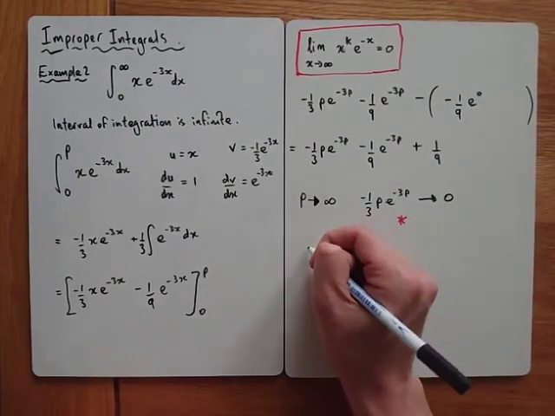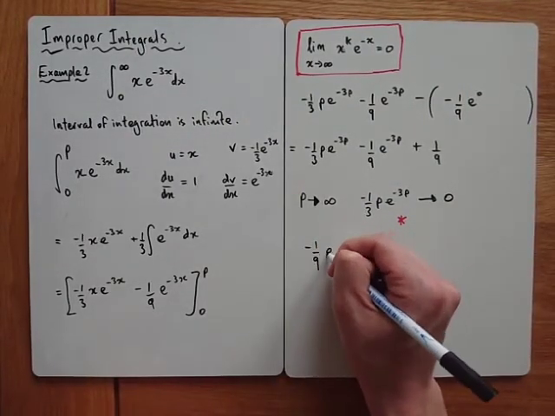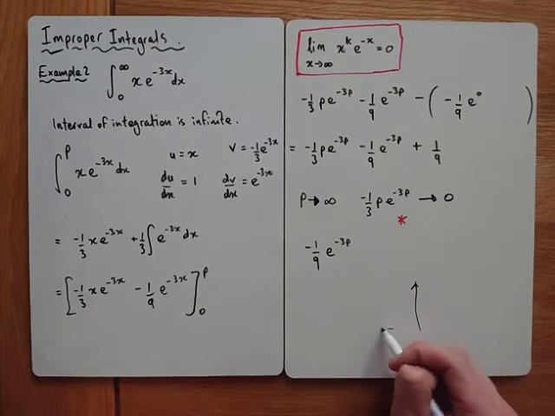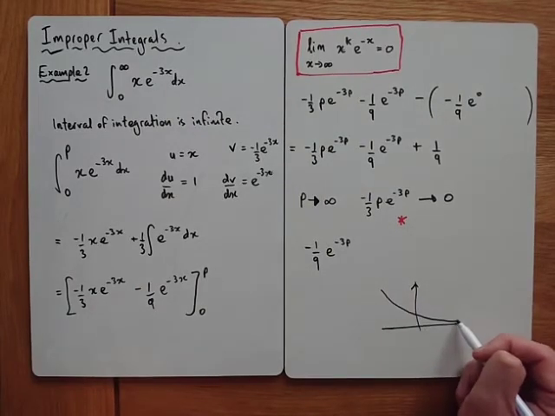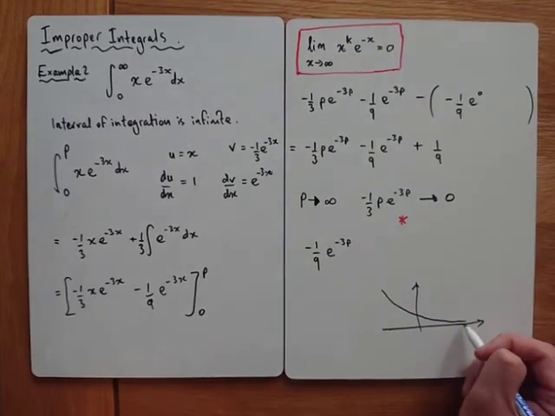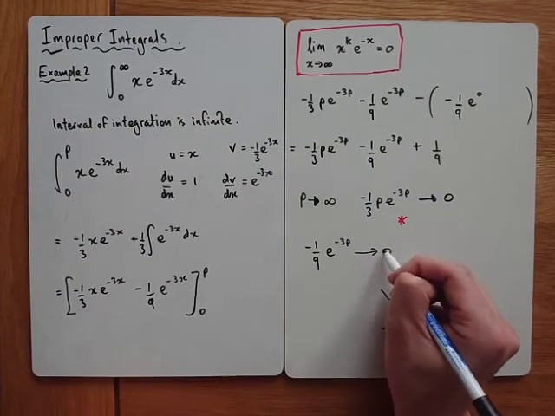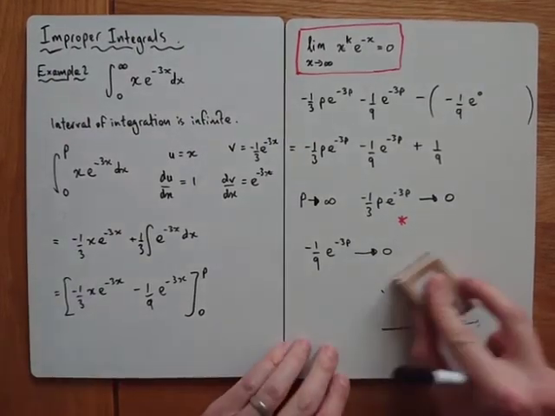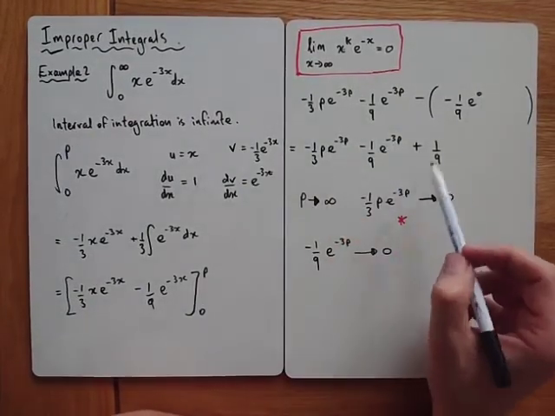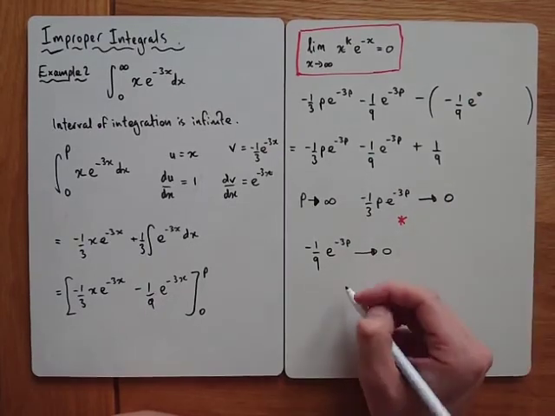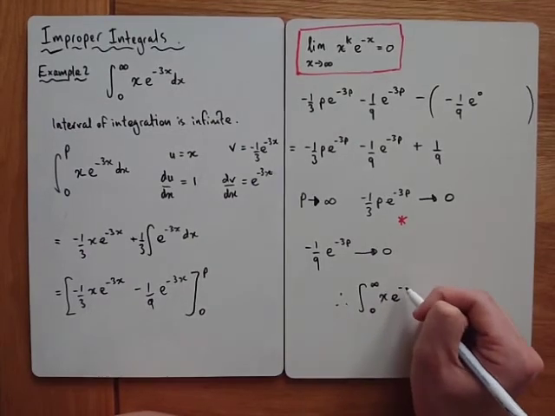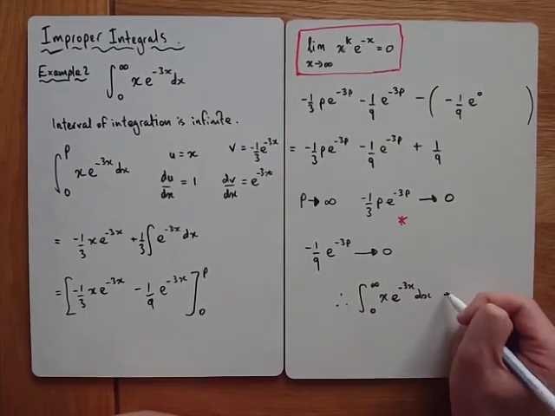Okay, for the other one, it doesn't matter, that you've just got minus a ninth e to the minus 3p. So you can think, well, don't forget the negative exponential graph. It just looks like that, doesn't it? So for that negative exponential, we know that as p tends to infinity, that negative exponential is clearly just going to tend towards 0. So that one is not a special limit, but this one is. Okay, so that tends to 0, that tends to 0, and guess what we're left with? 1/9. So therefore, the integral of x e to the minus 3x is equal to 1/9.